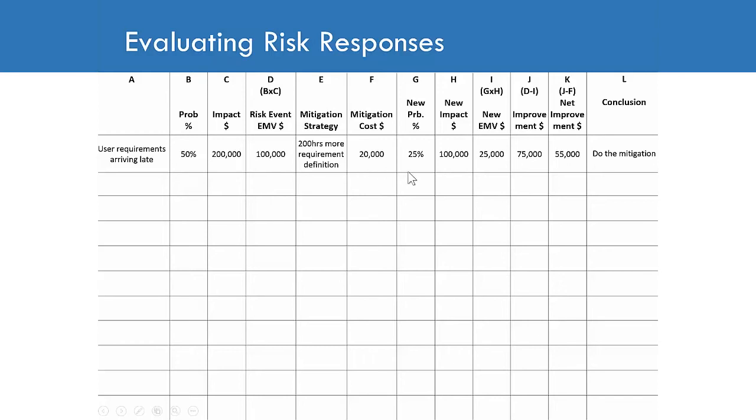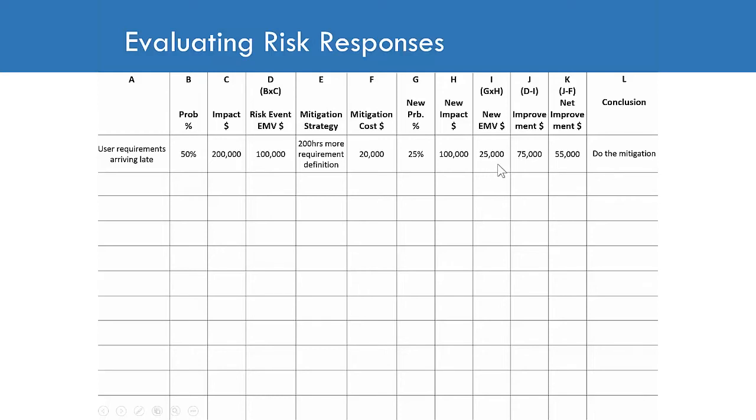Now, your fresh estimate of the probability in column G is 25%. This is a fresh estimate. There's no arithmetic involved. And your fresh estimate of the impact is $100,000. Again, this is a fresh estimate. There's no arithmetic involved. But your new expected monetary value involves arithmetic. 25% times 100,000 is $25,000 expected monetary value. The $25,000 is a handy single number to represent the risk.